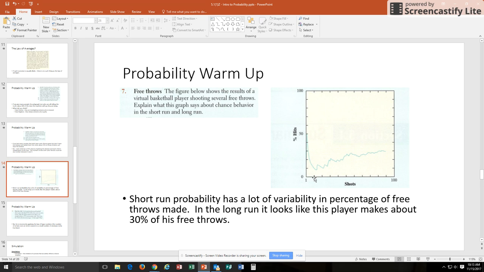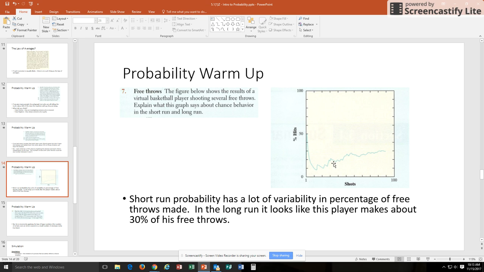In the short run, about 10 to 20 shots. On my very first shot, my likelihood is 50-50, right? I'm either going to make it or I'm not. And as they take some shots, in the short run, it looks like they never make one. They're just not hitting it, not getting it, not getting it. Their probability looks super low. A lot of variability there.